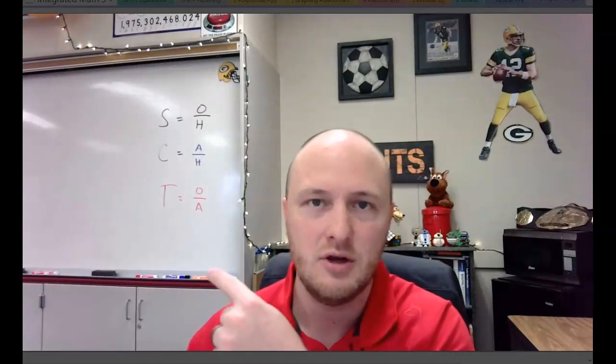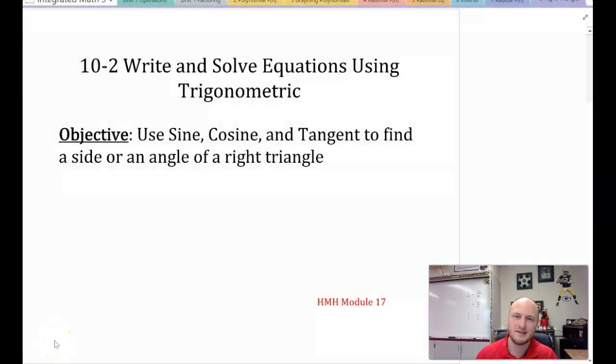In this video we're going to continue to use sine, cosine, and tangent and the SOHCAHTOA acronym, which is right here behind me. And we're going to look to solve some equations. So let's get started. Our objective: find sine, cosine, and tangent to find a side or an angle of a right triangle.